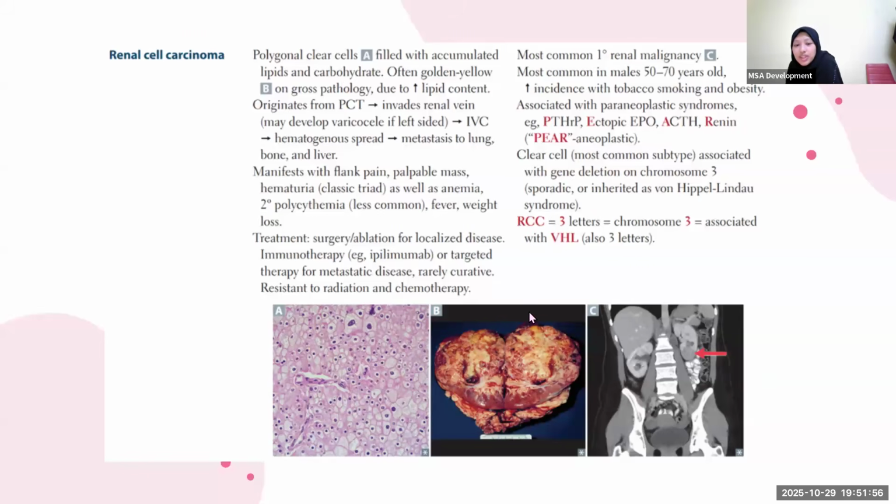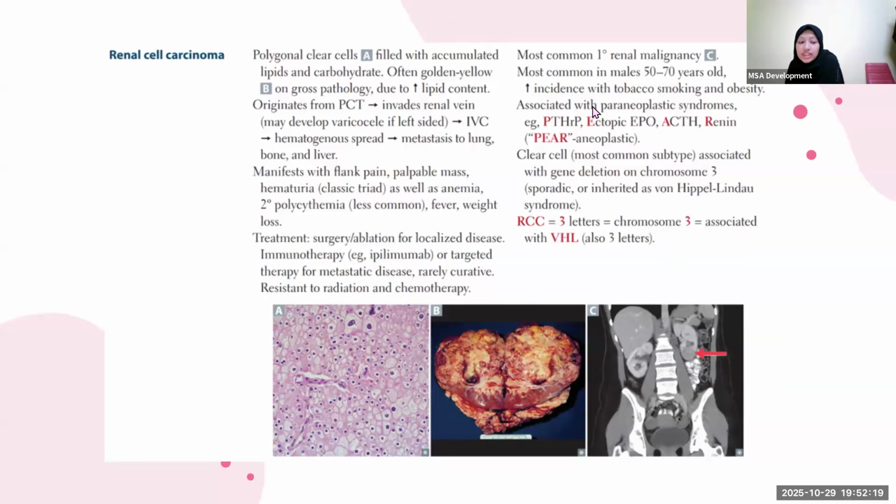Clear cells. B is the gross pathology, and then in the CT finding you would see it like this. It's very hard to tell, but it's very irregular and it looks abnormal. So that would indicate cancer. It's associated with symptoms like paraneoplastic syndromes.